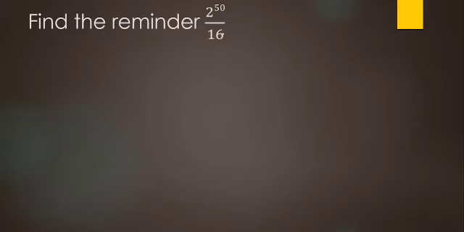Now 2 to the power of 50 divided by 16. In what way can this 16 be written? 16 can be written as 2 to the power of 4. Now we will try to map it. So to map this, 2 to the power of 4 is equal to 16. Now what we will do is write this 2 to the power of 50 in terms of 4. So 50 divided by 4 goes 12 times and the remainder is actually 2. So we will write it now.